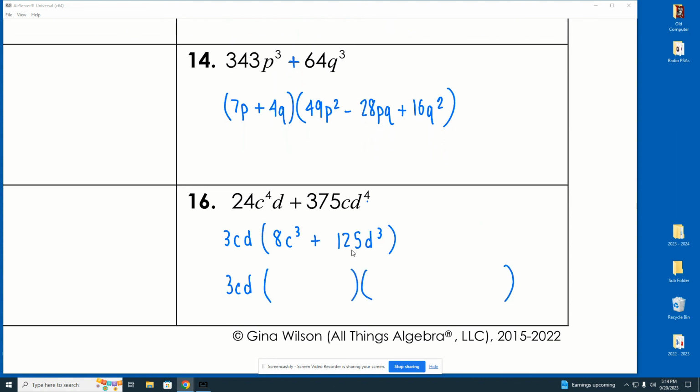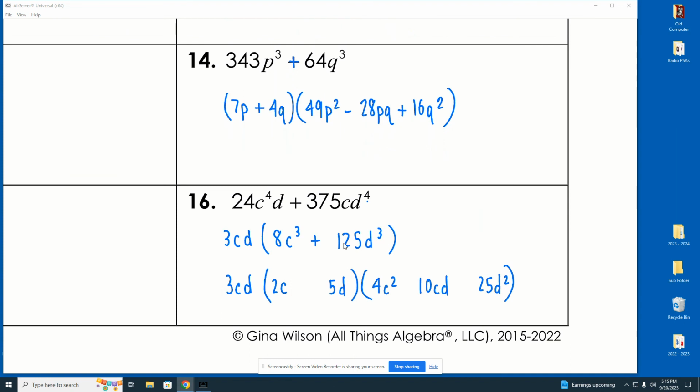What multiplies by itself 3 times to get 8c cubed? 2c. What multiplies by itself 3 times to get 125d cubed? 5d. We're going to square those. 2c times 2c, 4c squared. 5d times 5d, 25d squared. And then in the middle, let's multiply them. 2c times 5d is 10cd.